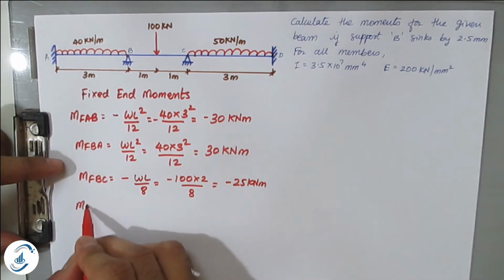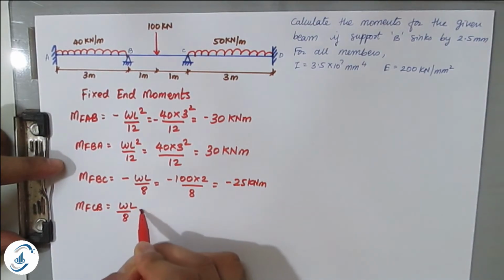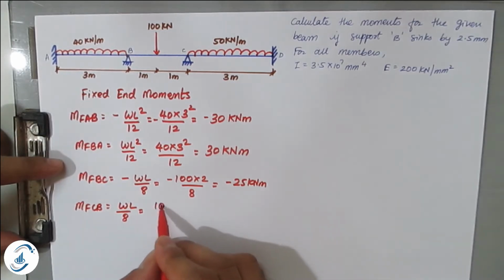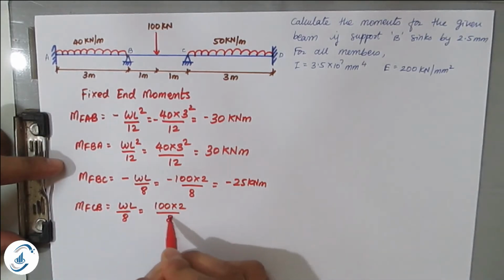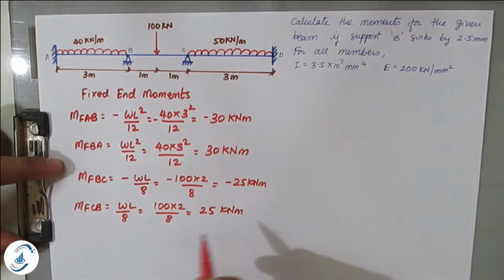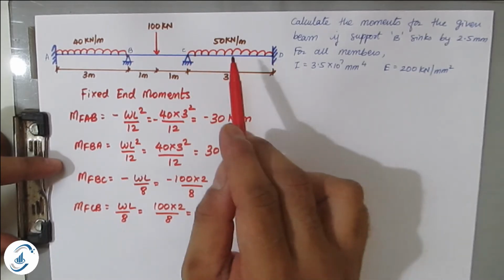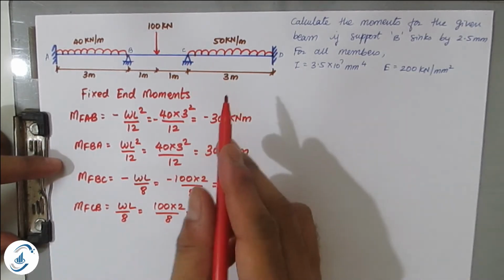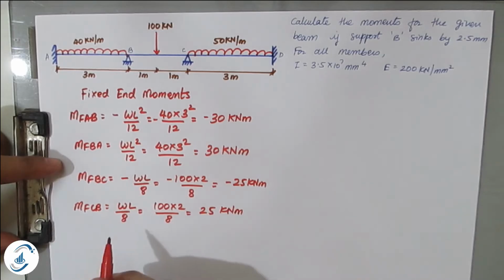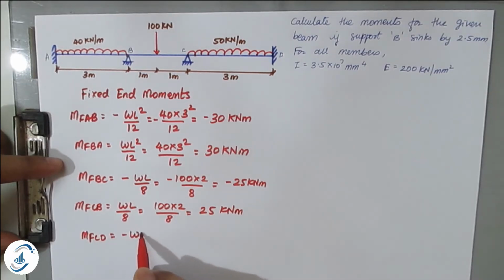So similarly MFCB, positive WL by 8. So 100 into 2 divided by 8 you will get 25 kilonewton meter. So similarly for span CD, MFCD and MFDC you have to calculate. This is UDL, so same WL square by 12 will be applicable. So MFCD minus WL square by 12.